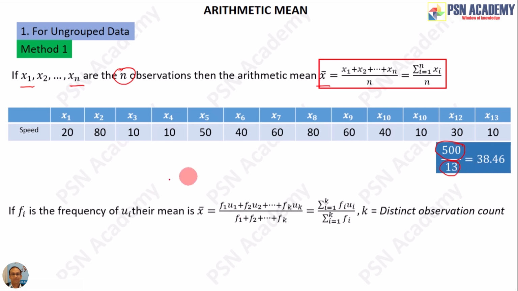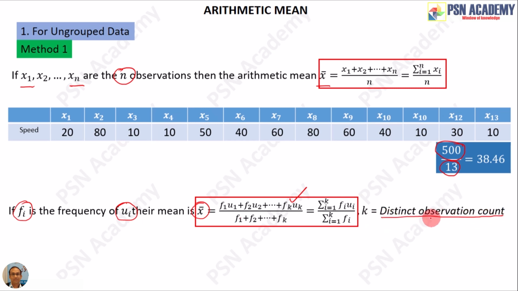Now we go using frequencies. If fi is the frequency of the ith item ui, then the mean x bar is (f1.u1 plus f2.u2, and so on up to the kth term) divided by the sum of the frequencies, f1, f2 up to fk. Now what is this k actually? It is the distinct observation count. What is the meaning of this?